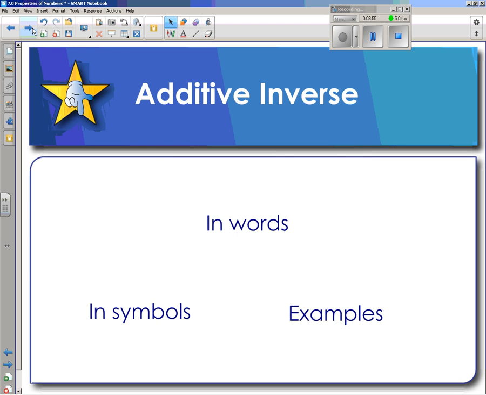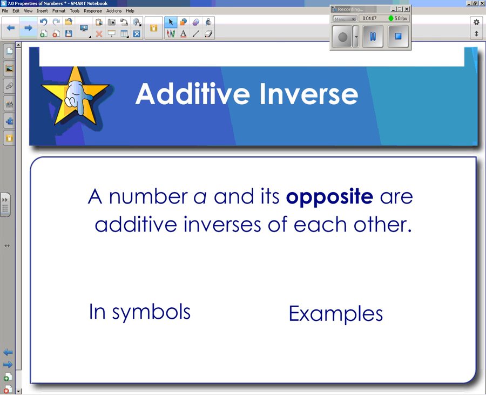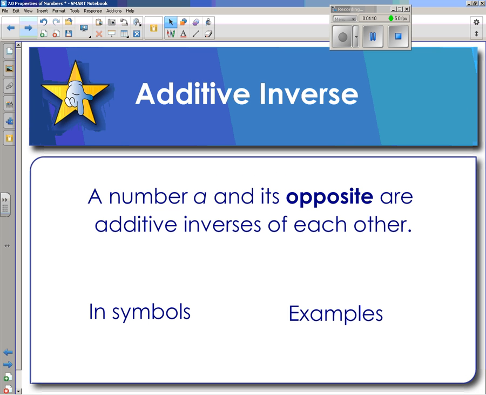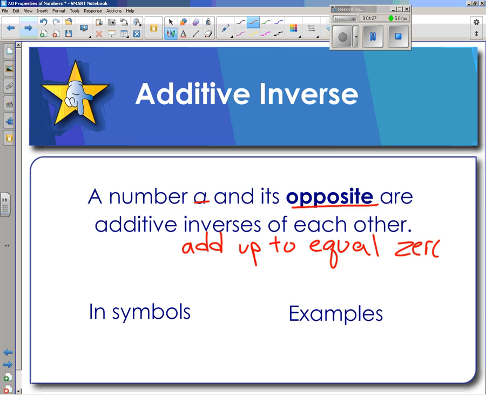Moving on. The additive inverse. Once again, I'm going to show you in words, in symbols, examples. Pause at any point, rewind at any point if I get too far ahead of you. In words, the additive inverse is the fact that a number A and its opposite are additive inverses of each other. Additive inverses add up to equal 0. This is important. It's something that's going to become really important when we get to the integer unit.